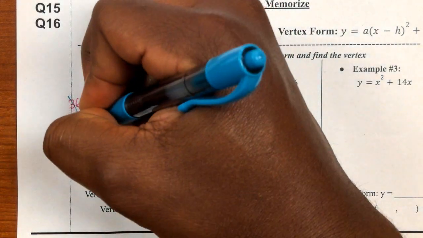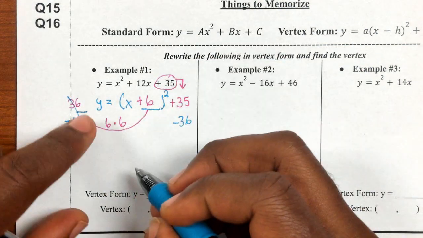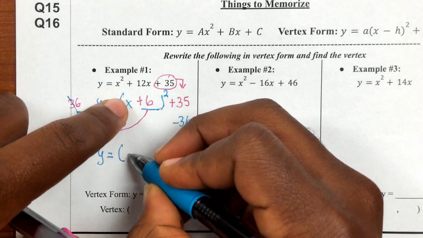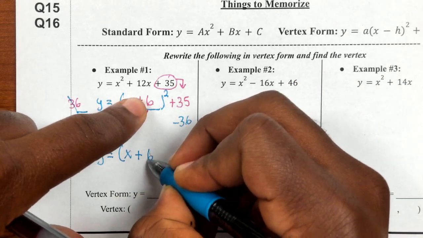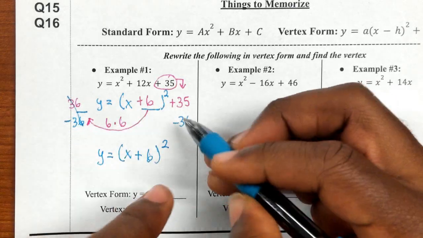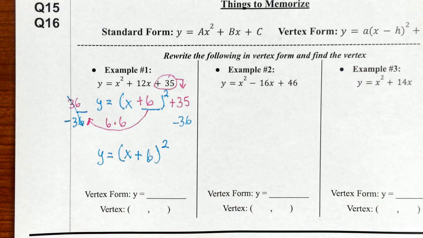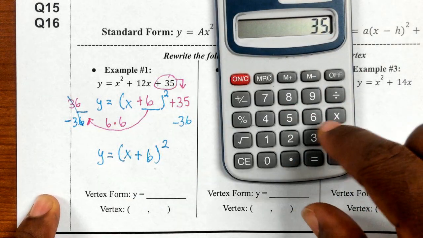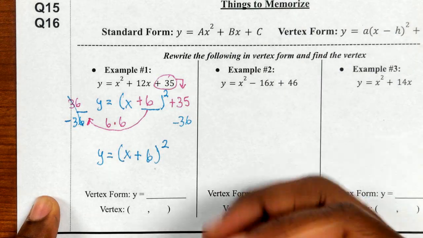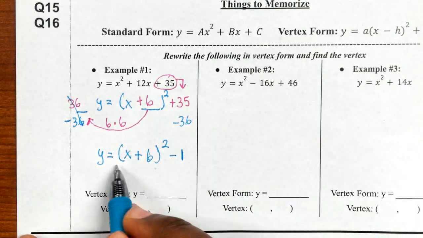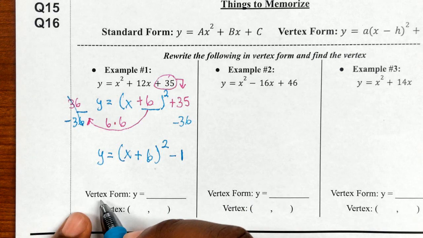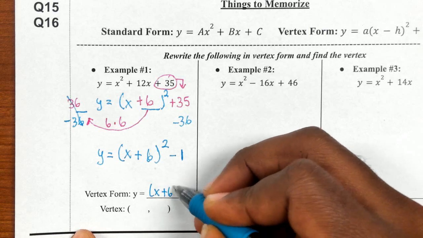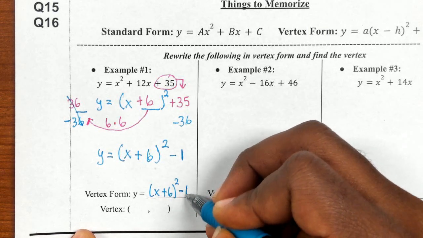This will get canceled out, and my result would be y is equal to parentheses x plus 6 parentheses squared, and all I need to do is just calculate this. I already know that this is negative 1, but all you do is 35 minus 36, which would be negative 1. And this is my vertex form. So when it asks for vertex form, I would literally just write parentheses x plus 6 parentheses squared minus 1.